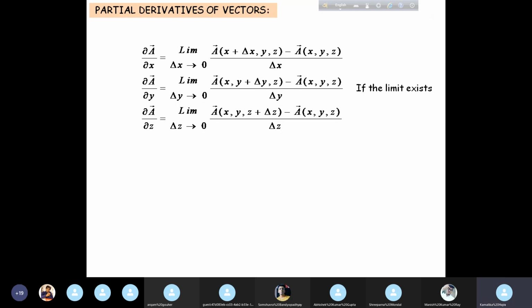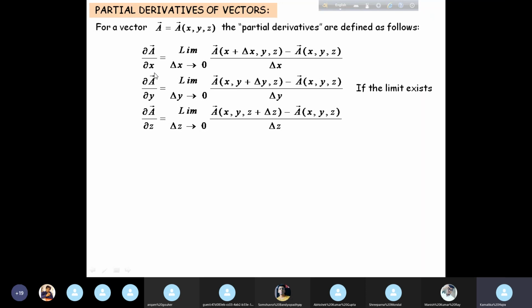So far, if the vector depended on u, then we were taking the ordinary derivative with respect to u. Now, suppose the vector depends on the three space coordinates x, y, and z. How do we define the partial derivative of such a vector? This is how we define the partial derivative.